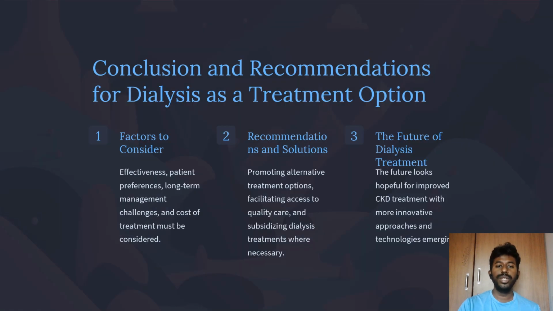In this slide, I'm going to give you the conclusion and recommendations for dialysis as a treatment option. There are three things to consider. These are factors to consider, recommendations and solutions, and the future of dialysis treatment. Let's look into them one by one. Factors to consider: effectiveness, patient's preference, long-term management challenges, and cost of treatment must be considered. The next one is recommendations and solutions. Promoting alternative treatment options, facilitating access to quality care, and subsidizing dialysis treatment where necessary.